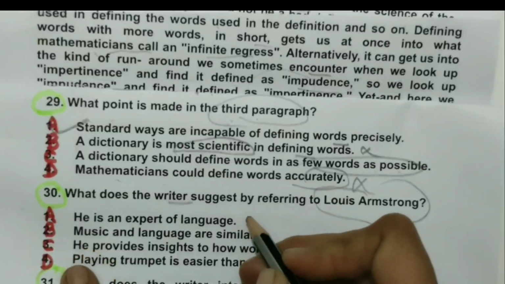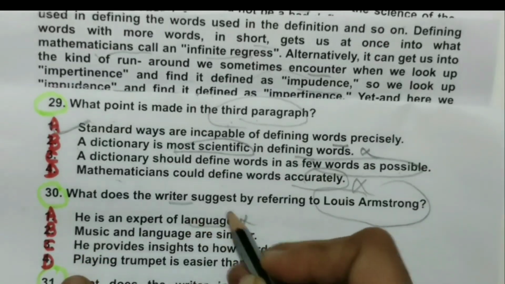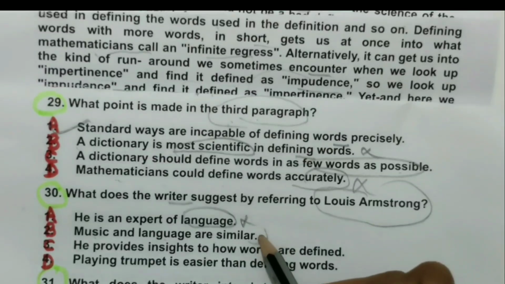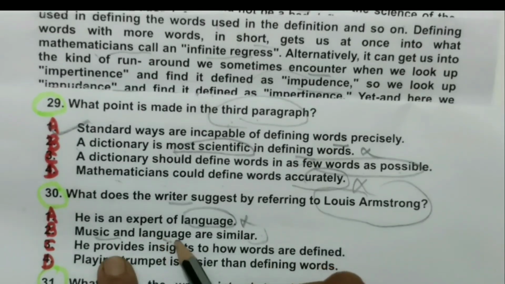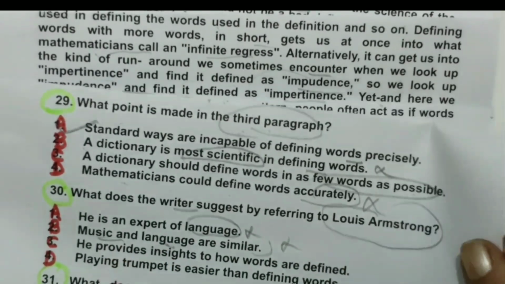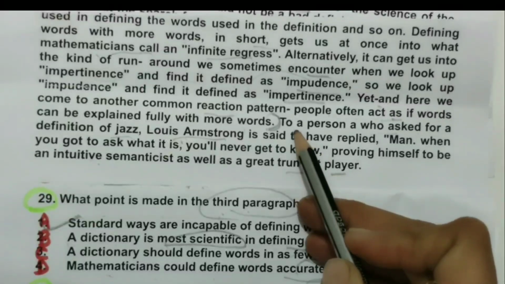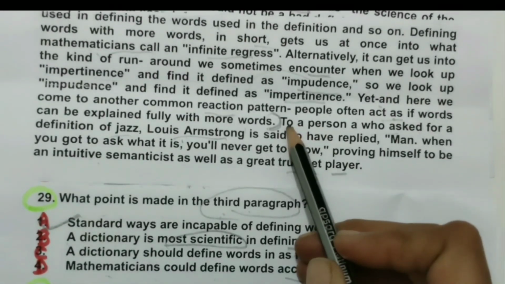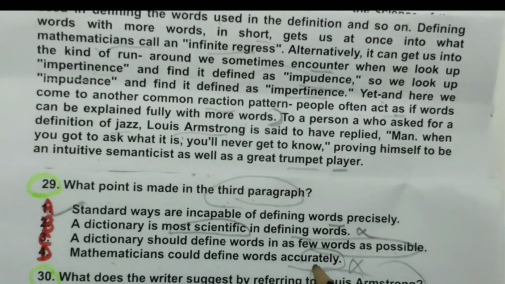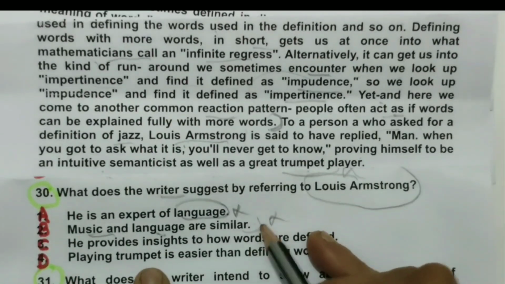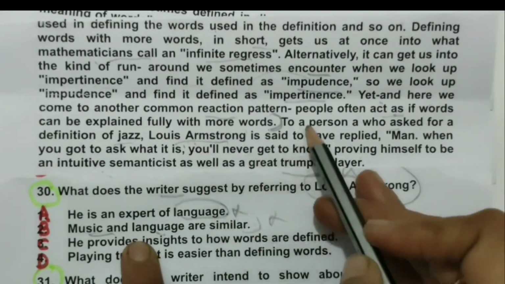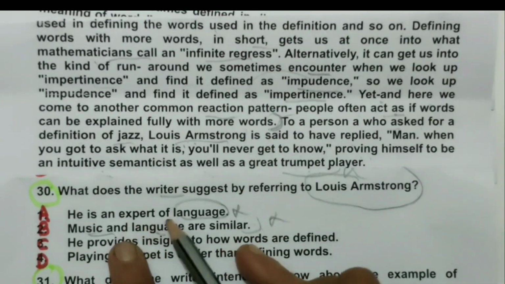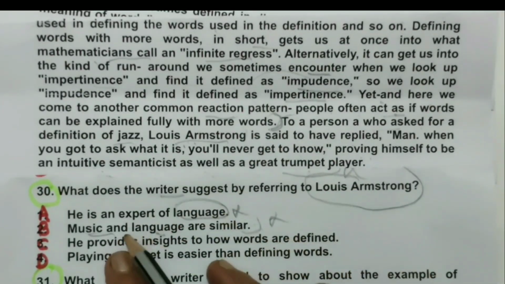He is an expert of language, that is not given. He is in fact a musician, I think. Music and language are similar. He is not comparing. He had not explained like that, because I have read only this and this. Okay, to a person, because here in the fourth paragraph, this is the question we are looking, and this person name is here. From here to here we can read it. So here he is not talking about that he is an expert of language.